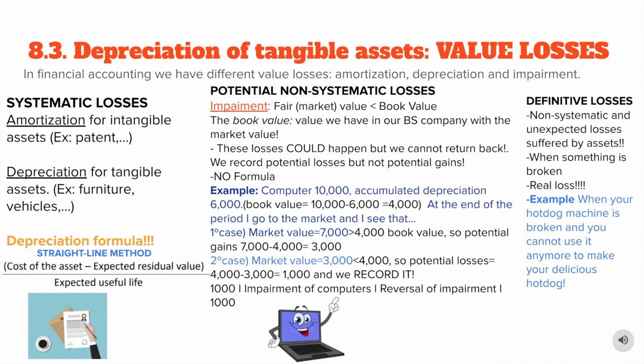If we have a computer of 10,000 euros with an accumulated depreciation of 6,000, it means that the book value is 4,000. And if at the end of the period we go to the market and we see that the market value is 7,000, then we have a potential gain of 3,000 and we do not record it. But in the second case, if the market value is 3,000, we have potential losses of 1,000 euros and we record it. Finally, we have definitive losses that are the non-systematic and unexpected losses suffered by assets.